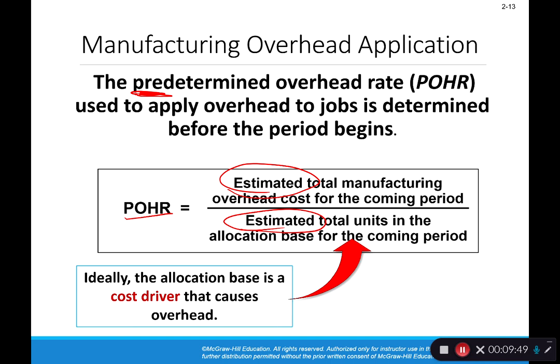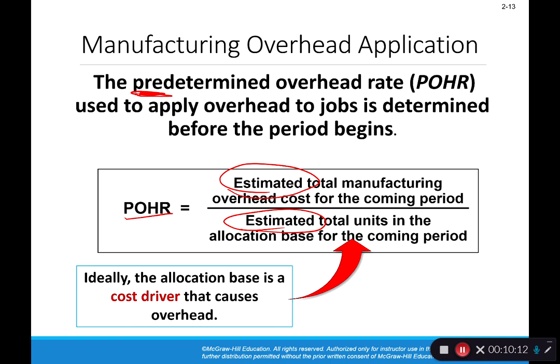So we're getting the predetermined overhead rate before we actually know these finalized numbers. So the predetermined overhead rate is calculated at the beginning of the year based on the estimated amounts of overhead costs that we think we're going to incur in the upcoming period, and the estimated units of the allocation base, like direct labor hours or machine hours, we believe will incur in the upcoming period.